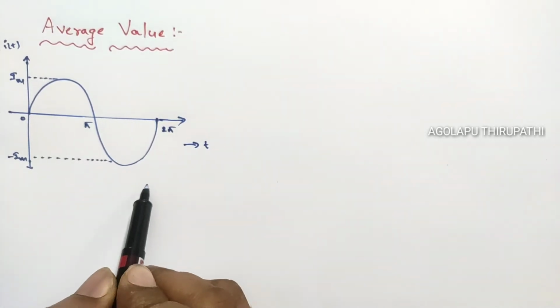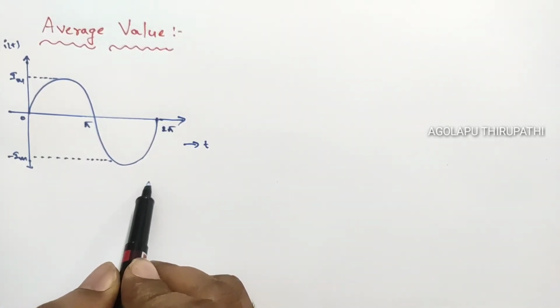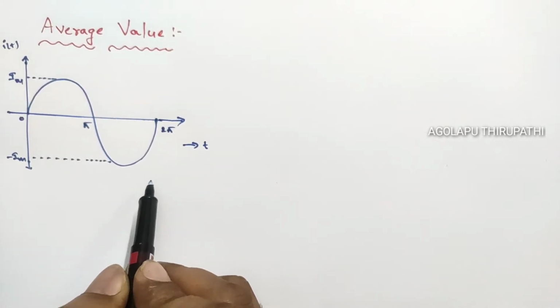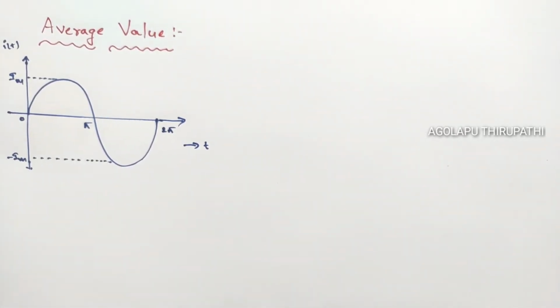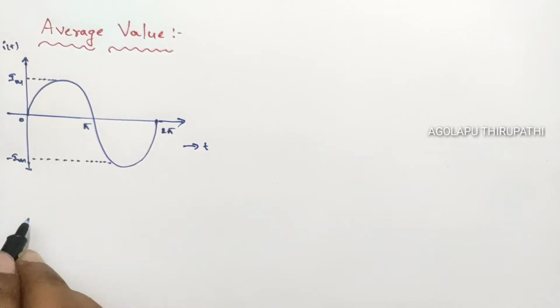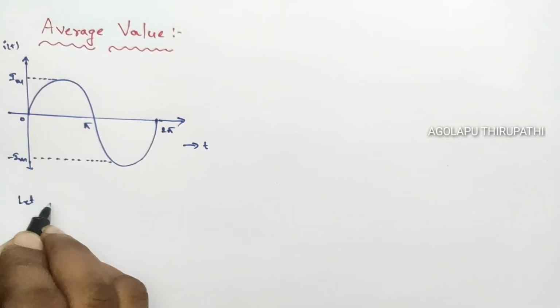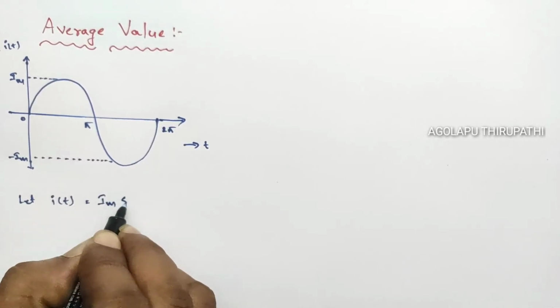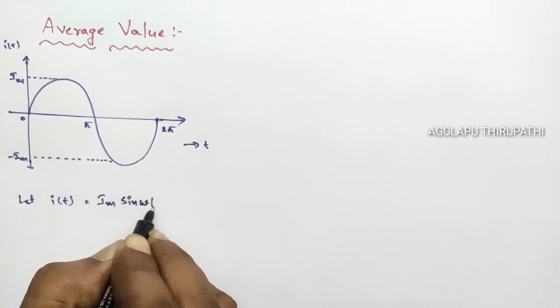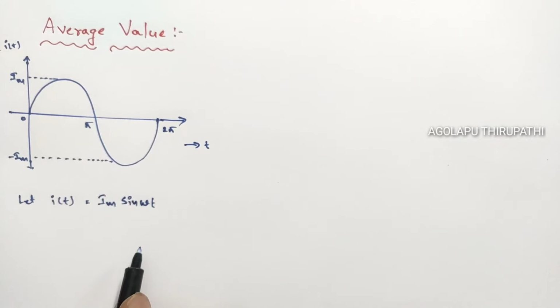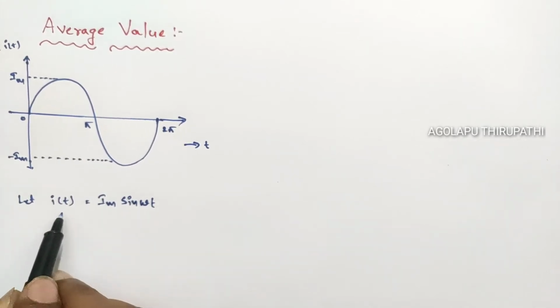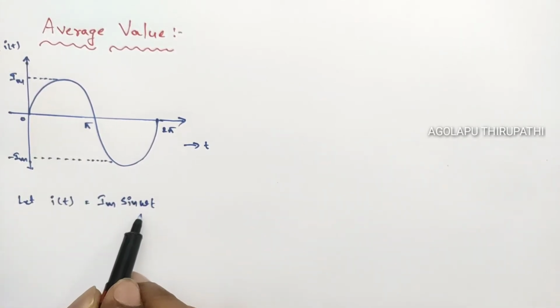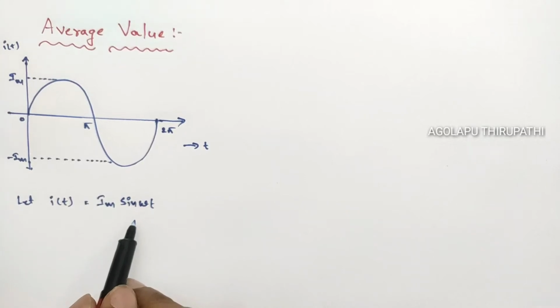Average value is simple. We will get the average value by averaging all the instantaneous values, right? So let me consider one instantaneous value. Let i of t is equal to Im sin omega t. This is the instantaneous value. Here i of t is equal to Im sin omega t is the instantaneous value I am considering.